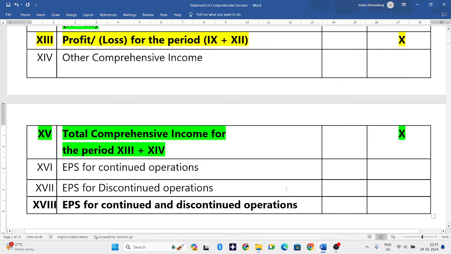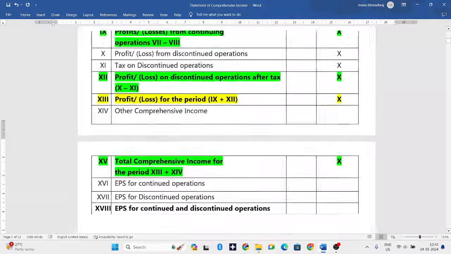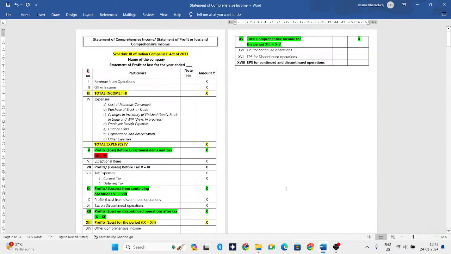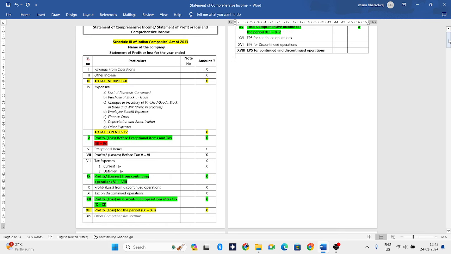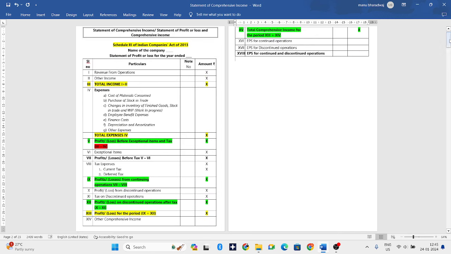This is the format to solve the statement of profit and loss account. Hope you have understood how to solve this, like how to analyze the format. So if you have understood, from our next video, we'll start solving the problem. So we'll meet in the next video.